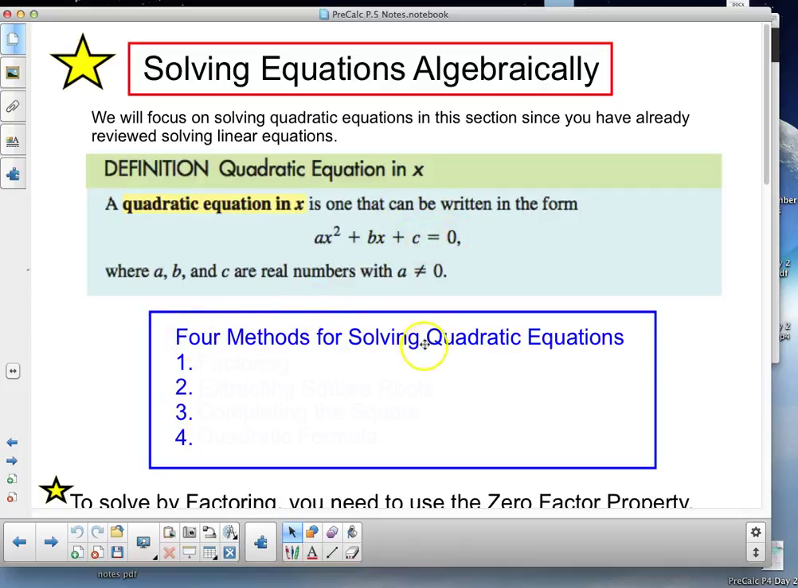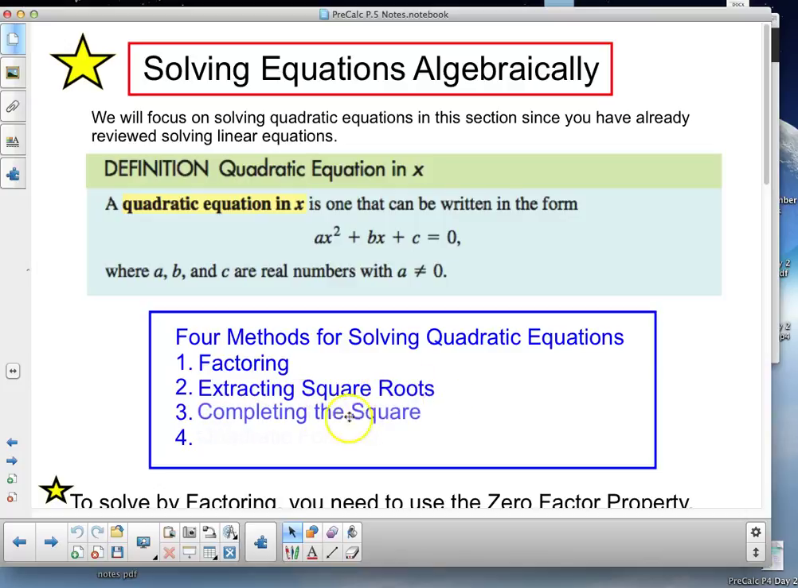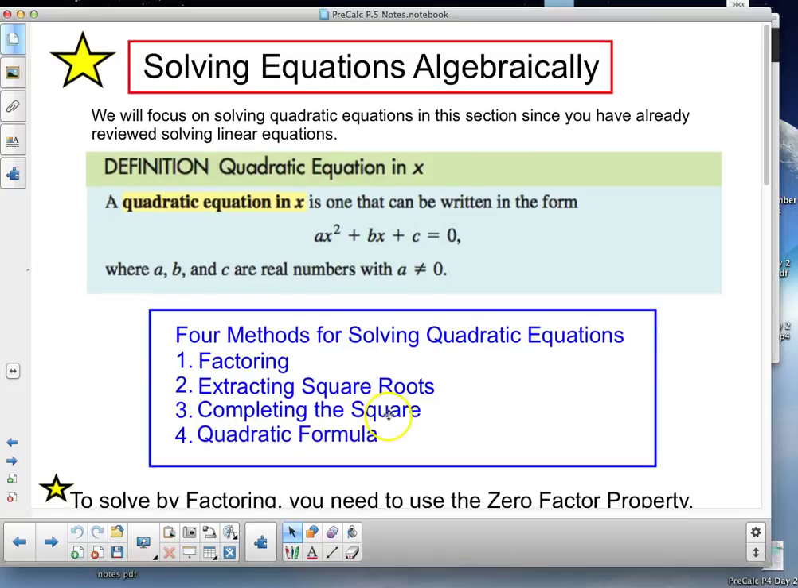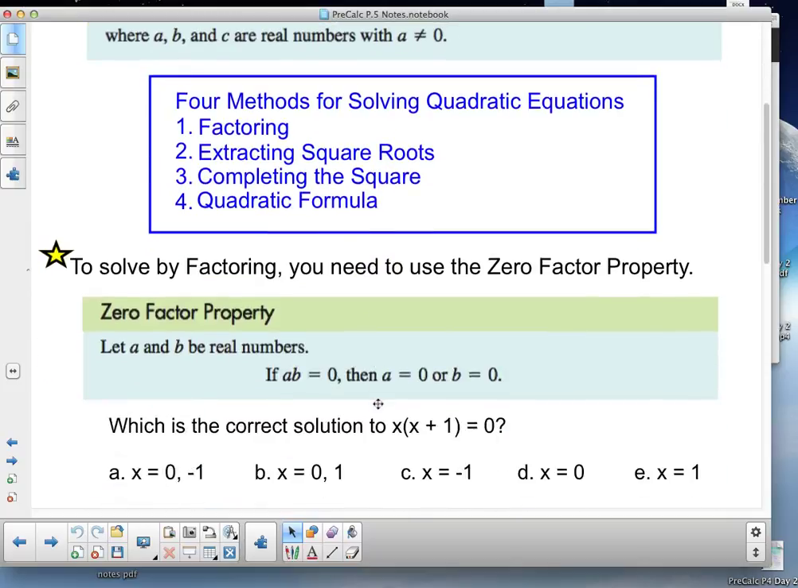But there are 4 methods of solving quadratic equations. The first one's factoring. Second one's extracting square roots. Third one, completing the square. I know that's everyone's joy, but we will be doing this a lot. We'll be working on completing the square often, so make it your best friend. And the last one is using the quadratic formula, which is pretty much us completing the square. So keep that in mind as we're going through.